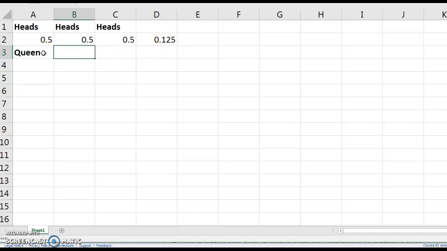Now, what's the probability of drawing 3 queens in a row from a deck? Well, the first time you draw, there's 4 out of 52 that are a queen. So that's your chance of getting a queen on the first draw.